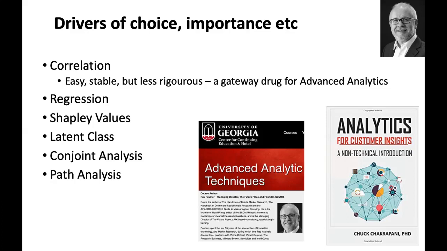Because you can use regression, you can use things called Shapley values, latent class, conjoint analysis, path analysis. And if you want to read more about those, then I would advise you to have a look at Chuck Chakrapani's book or the University of Georgia's course on advanced analytics. Now I've mentioned regression, it's probably worth talking about what the difference is, because sometimes people are a little bit confused about the difference between correlation and regression.